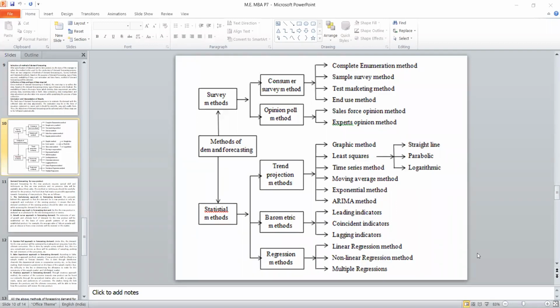Finally, one more method called the regression method. That regression has three categories. One is the linear relation. When it is not linear, then it is non-linear regression. And the third one is multiple regression.